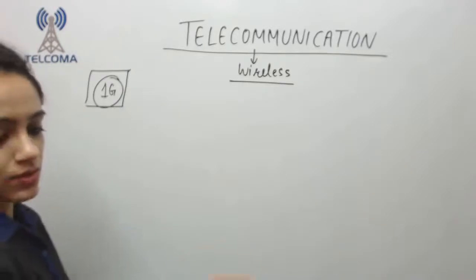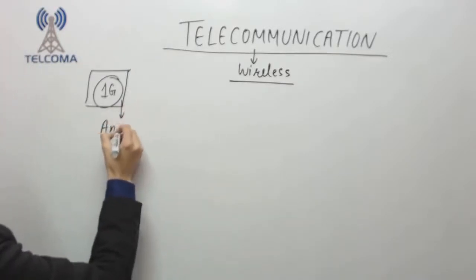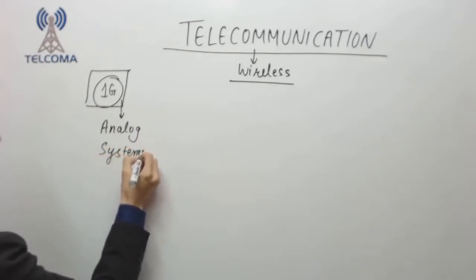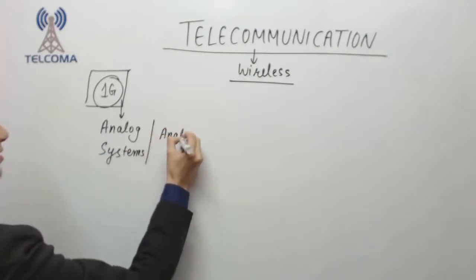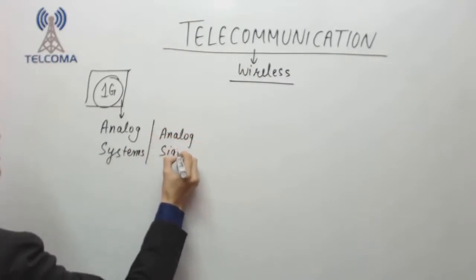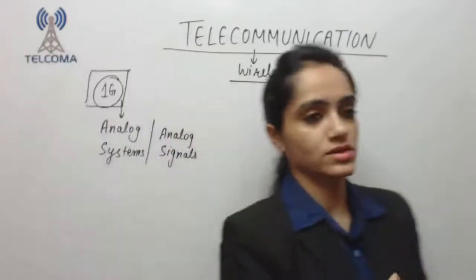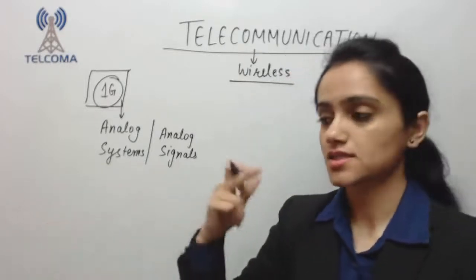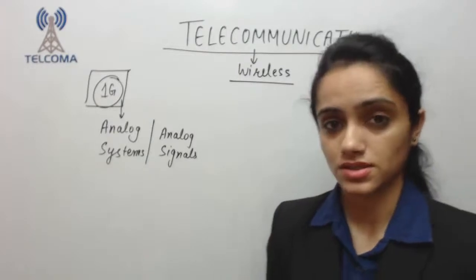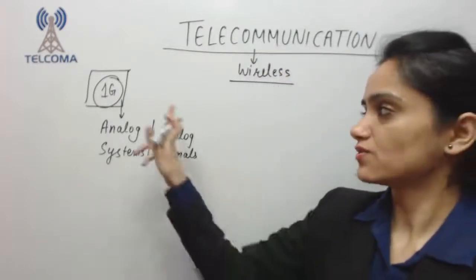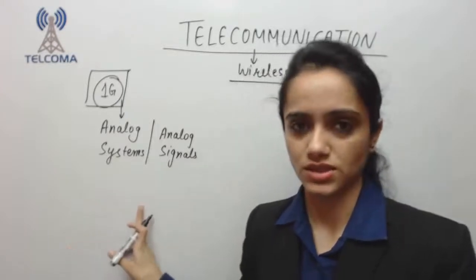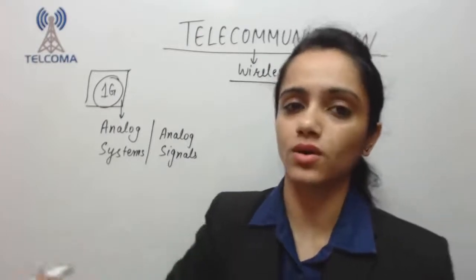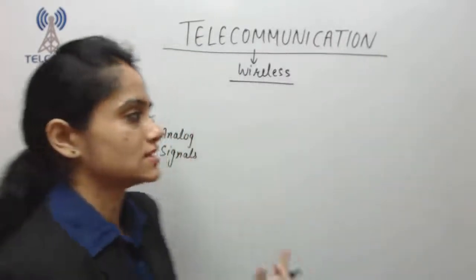Now in this 1G, what did they prefer? They preferred analog signals. That means all processing was of analog signals, like when I am speaking, the waveform which I am radiating is the analog signal. It is not converted into digital, because that is another era. So 1G uses an analog system. Now, we know the disadvantage of analog signals: they are not able to cover a long distance.